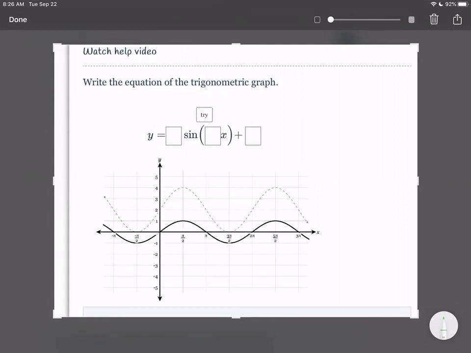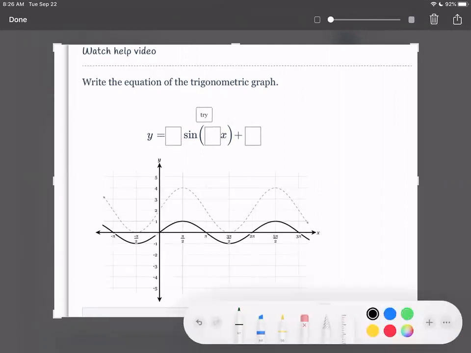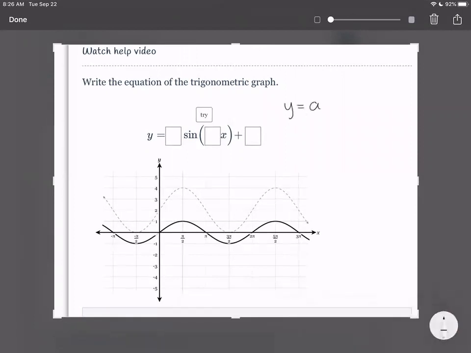So let me write out on the side the general equation. A sine bx plus c. I think actually this one's D. There's a C later on. We'll get to the C. So here are our three things that we are entering into Delta Math.